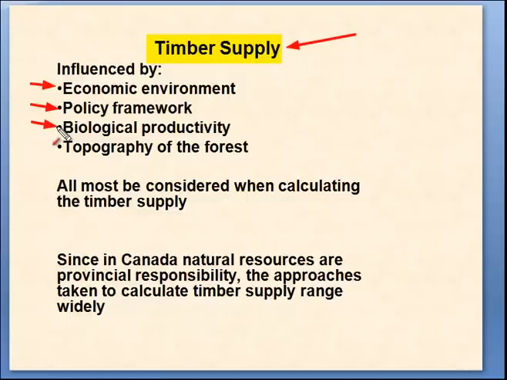The next one is the biology. Some trees just grow plain slower than others, and based on their location, their productivity, how fast they can reach maturity, is definitely governed by the biology and, of course, the location in the province.